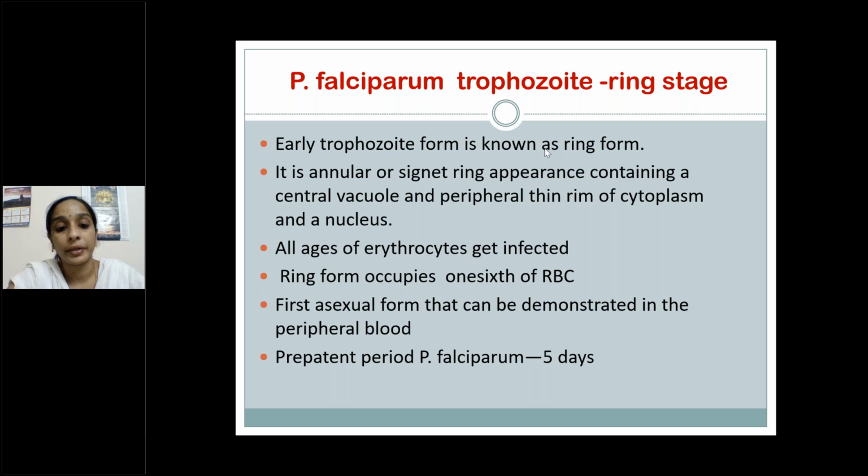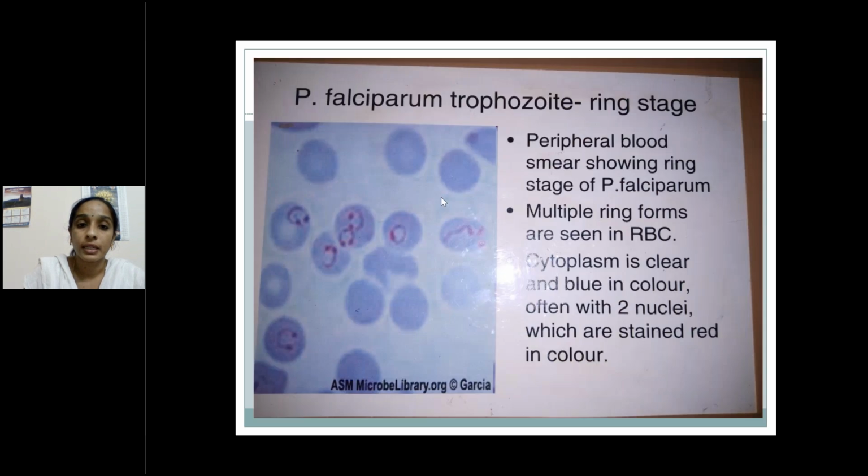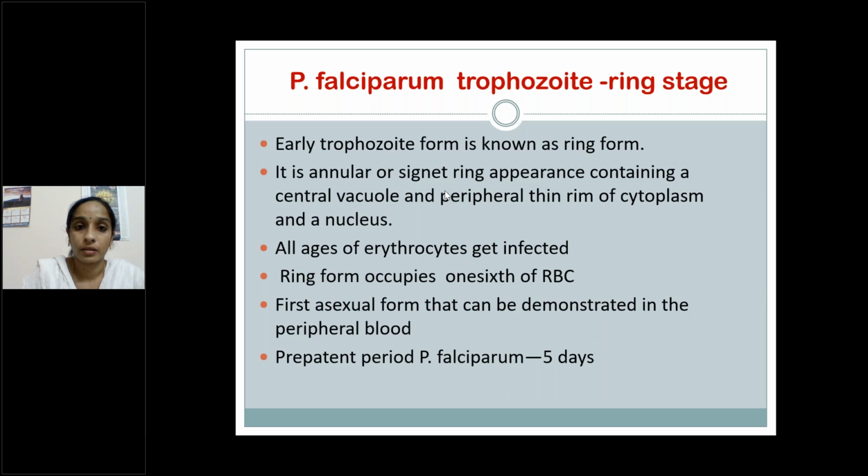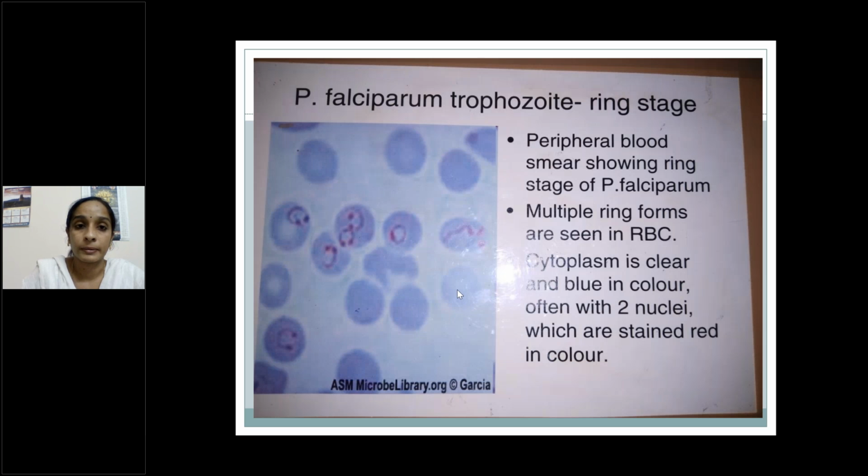What is pre-patent period? Anybody? After infection, the appearance of gametocytes in the peripheral blood is 5 days.